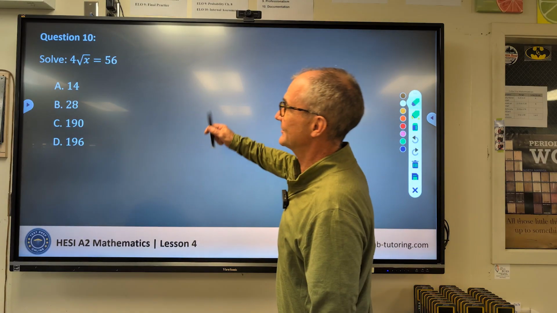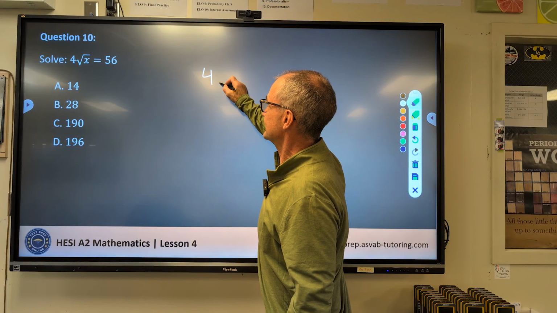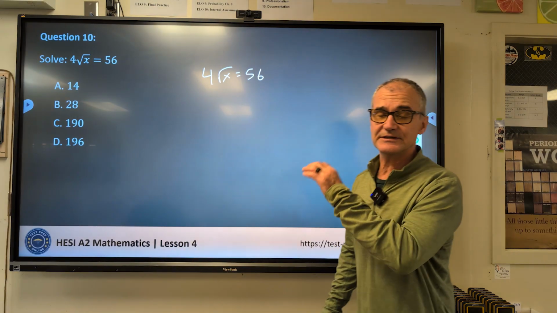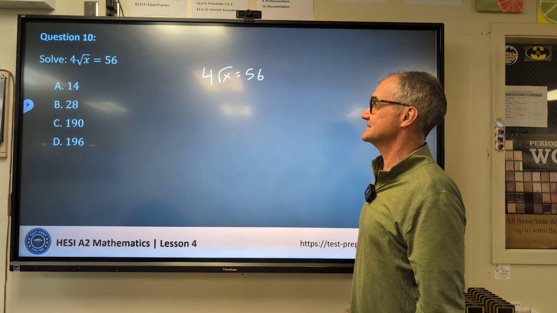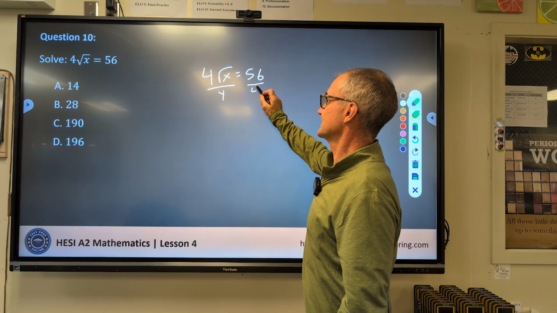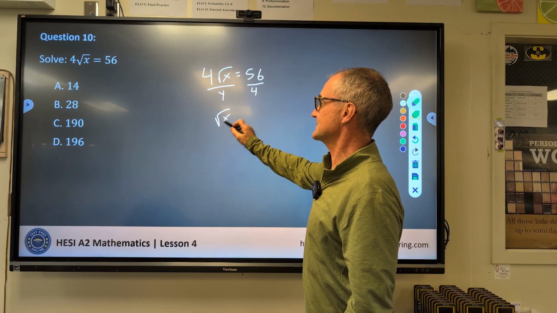Okay, this one's a little harder. We have 4 radical x is equal to 56. It's an equation with an equal sign. I have to get x by itself. First thing I'm going to do is divide both sides by 4. That's going to give me radical x by itself.